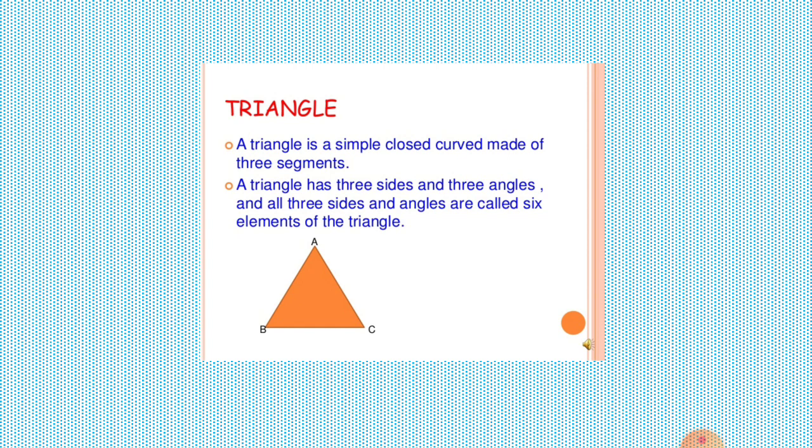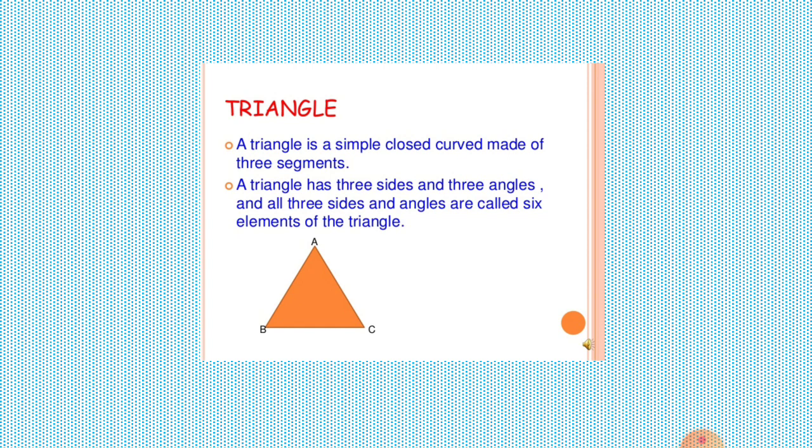Next one is an equiangular triangle. Three equal acute angles are called an equiangular triangle. Equilateral triangle, all sides are equal, that is called an equilateral triangle. Isosceles triangle, at least two equal sides. Isosceles means two sides are equal, one side is different, that is called an isosceles triangle. Scalene triangle means all the sides are different, that is called a scalene triangle.